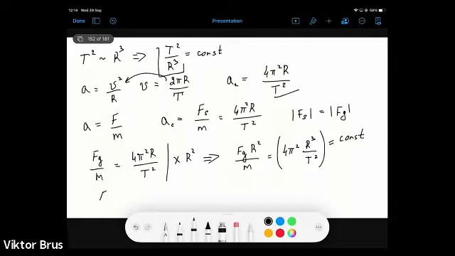So we can write Fg is equal to some constant times some mass, which we haven't yet defined, divided by r squared. So this mass, we didn't define it initially, we just operated with the equation which defines the second law of motion.